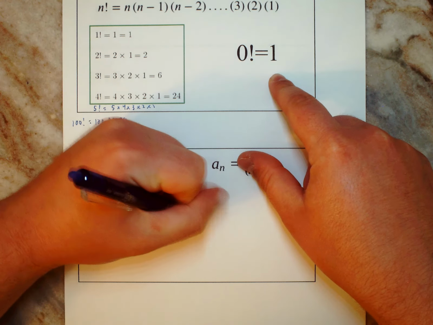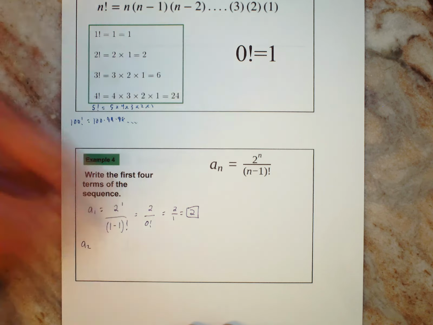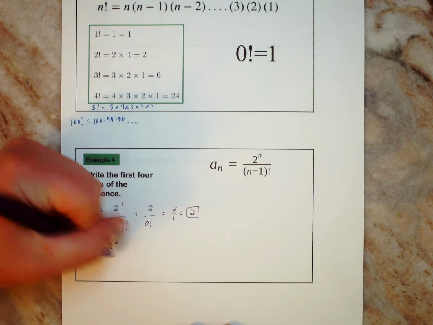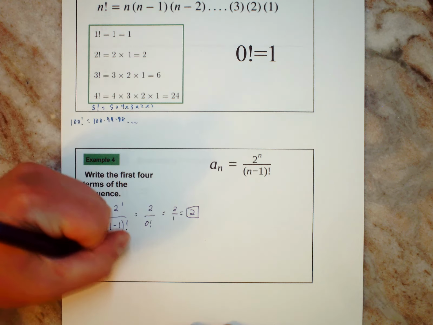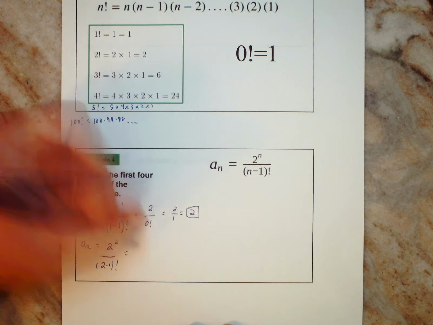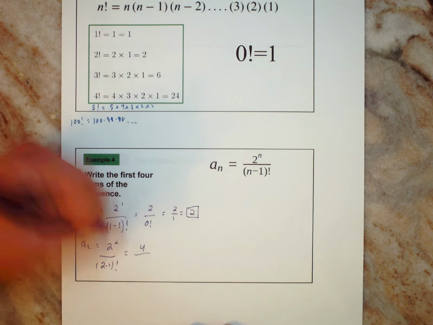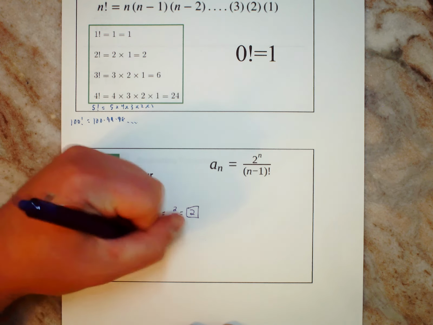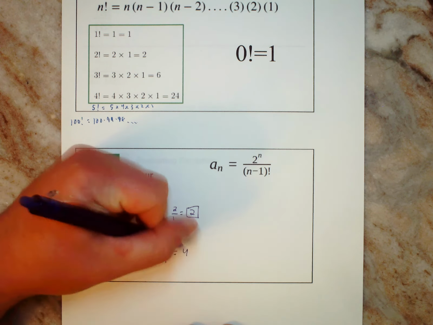So next, we're going to do the second term. So that's a sub 2. So now I'm going to do 2, not to the first, but to the second, over 2 minus 1 factorial. So if you look, I keep changing where the n is. So 2 squared is 4. 2 minus 1 is 1 factorial. 1 factorial is 1. Second term is 4.